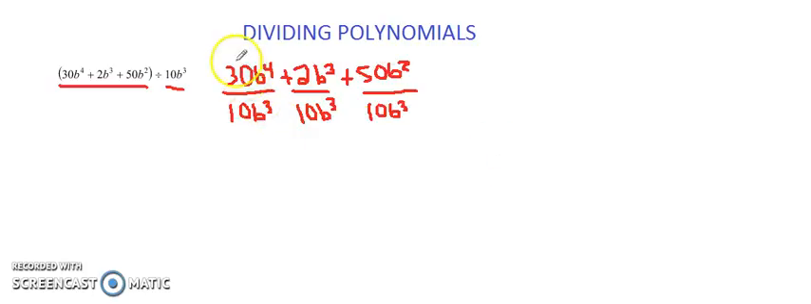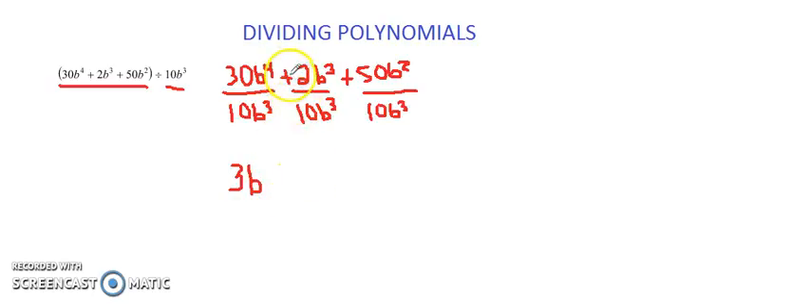So in my first one, I have 30b to the fourth divided by 10b to the third. The first thing I want to do is take 30 and divide it by 10. I want to simplify that. So we know that 30 over 10 is equivalent to 3. Okay, the second thing, and this is still in my first term, I've got b to the fourth over b to the third. We can simplify that down to just b. We can call that b to the first, but we write that with just a b.